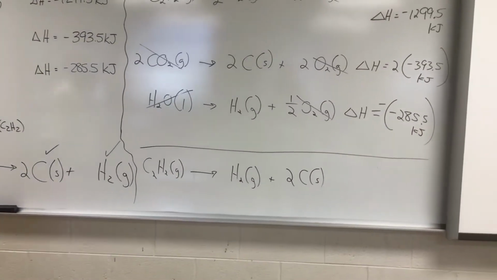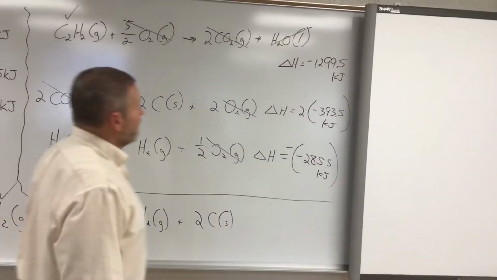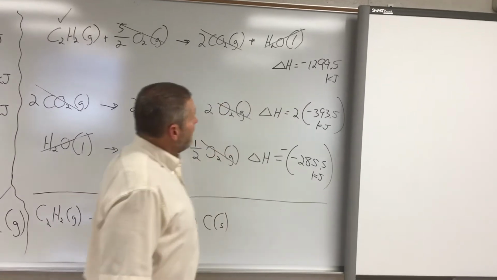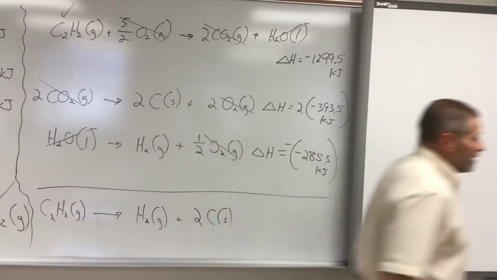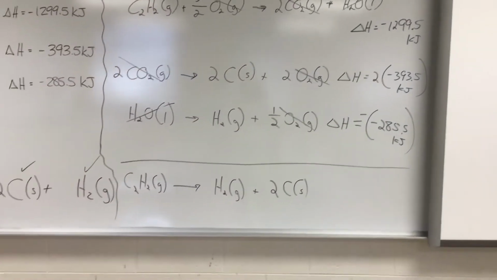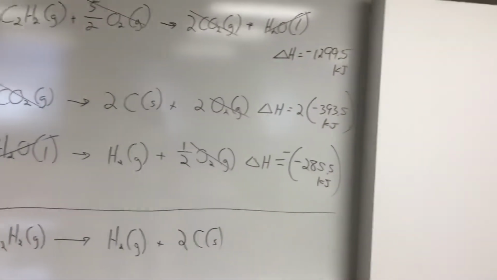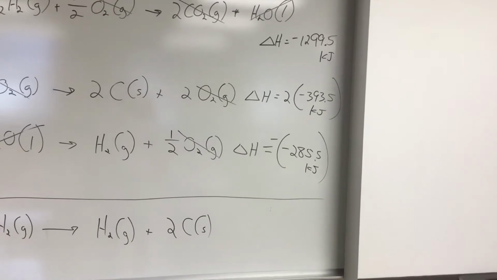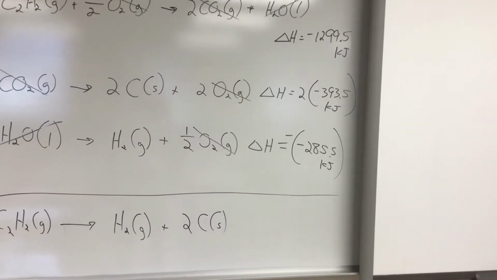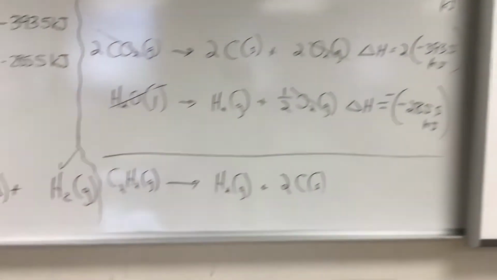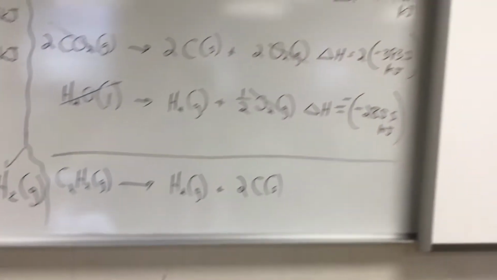And now I just have to do the math, right? Negative 1299.5. Figure that out. So we added these three chemical equations together, and when you do that, you can add the delta H's together, and the total delta H that you get would be the delta H for this target equation.